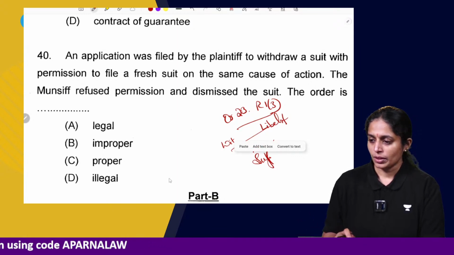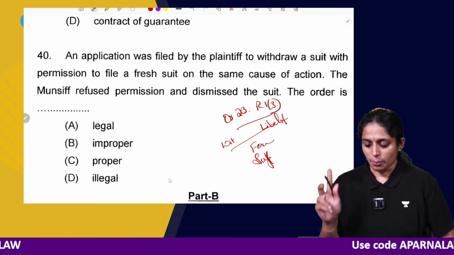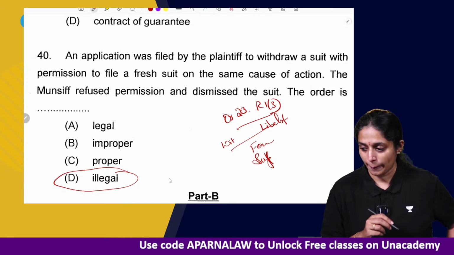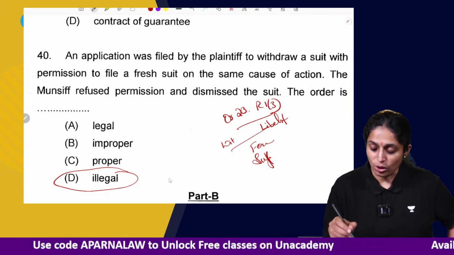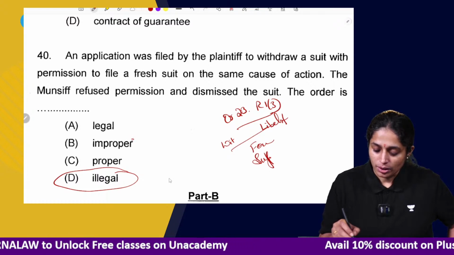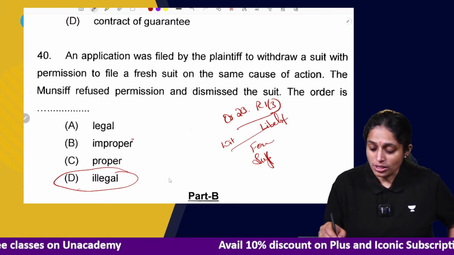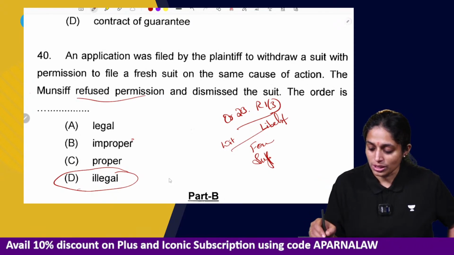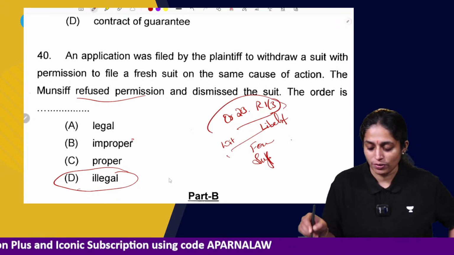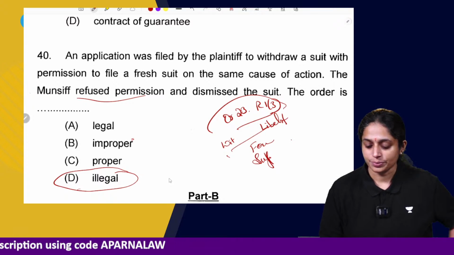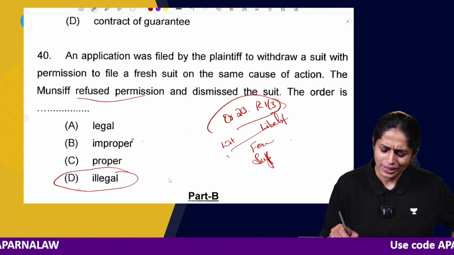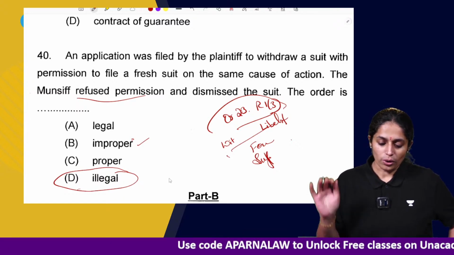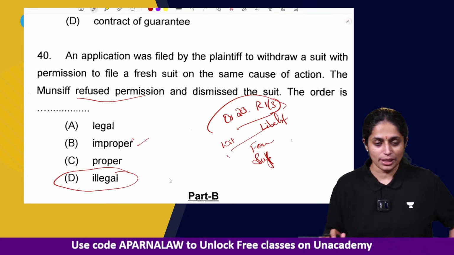When that is the case, I find it improper, but the key answer has been given as illegal. Even according to me it could be improper, but they have given it as illegal. Maybe because the judge is not supposed to refuse permission, since this provision itself is with liberty to file a fresh suit. There is a very thin line between improper and illegal. So we have completed the 40th question so far.